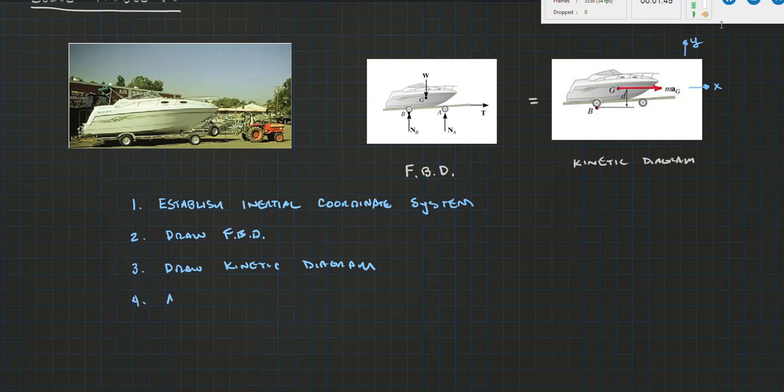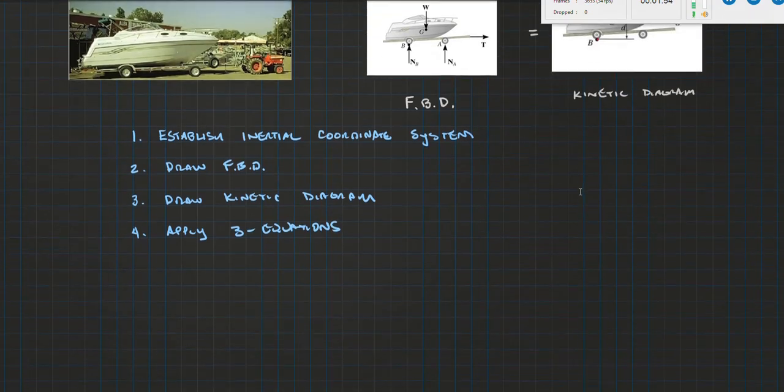Then you just simply apply three independent equations of motion. So forces in the x direction, forces in the y direction, then you sum moments about a point. Keep in mind that friction, if it pops up in your problem, opposes. So the force is drawn in opposition of the motion.